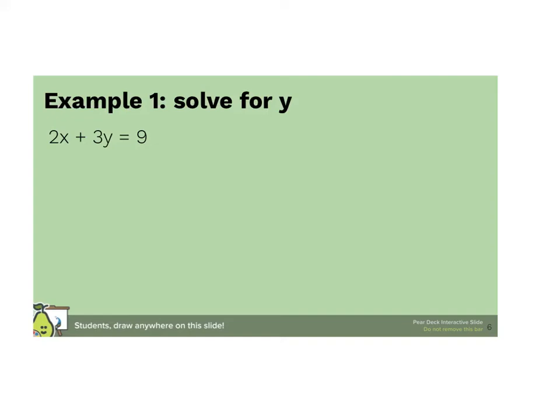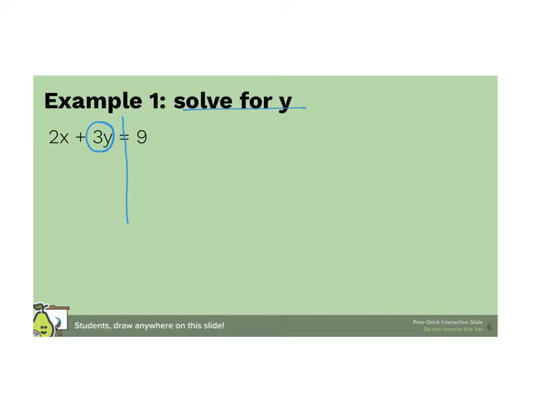Okay, so we're going to walk through this example. It'll go by much faster because we don't have to write out the steps. We're solving for y. So I'm going to separate my equation into two sides, and I'm going to circle y and its coefficient. I want to get rid of the 2x, okay?